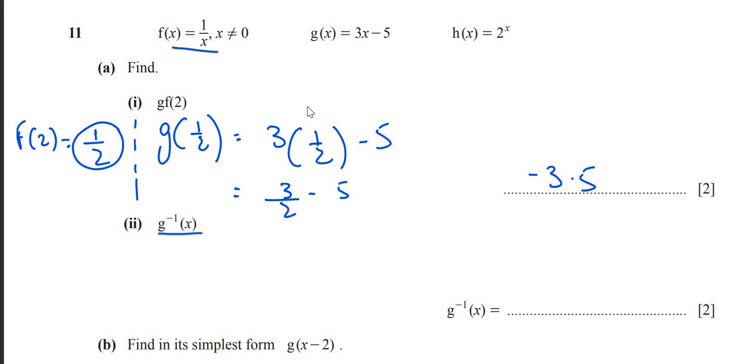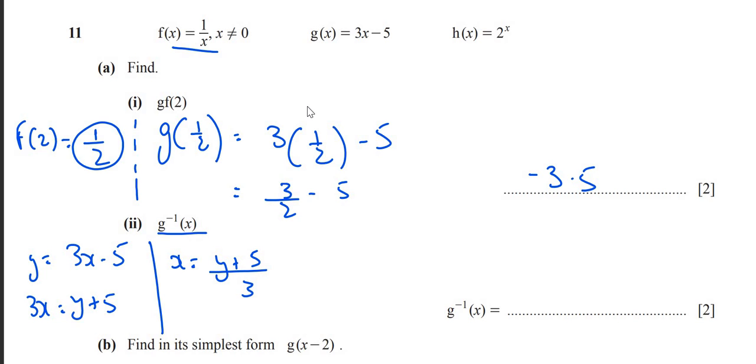Next question, they're asking you to find g inverse. So whenever you have been tasked to find inverse, you will write y is equals to 3x minus 5. 3x is equals to y plus 5. You have to make x the subject. X is equals to y plus 5 upon 3. So g inverse of x basically becomes, instead of y, you will write x, so x plus 5 upon 3. So your answer is x plus 5 upon 3.